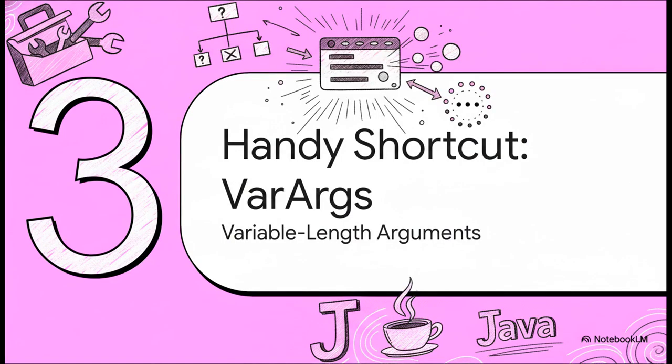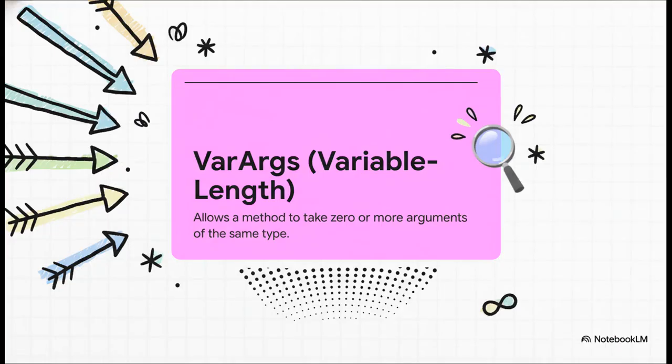So we've seen how overloading is great for different types or a fixed number of arguments. But what if you have no idea how many inputs your method is going to get? For that, Java gives us a pretty handy shortcut called VarArgs. VarArgs, it's short for variable length arguments, and it is this really slick feature that gives your methods a ton of flexibility. It literally lets the method take in any number of arguments of the same type, even 0.